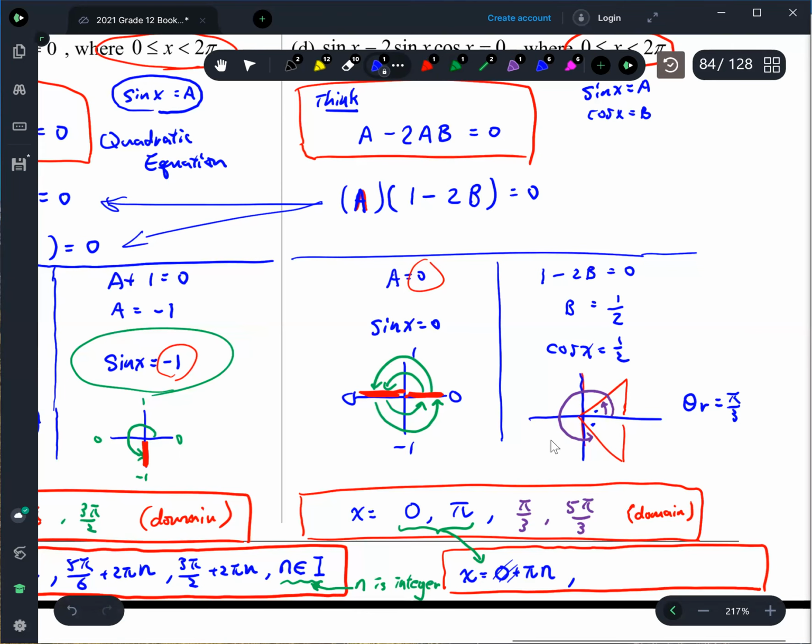Okay, can you raise your hand if you understand why we add pi n instead of 2 pi n for this one? Okay, do you still have questions? Eric, Jocelyn, and Marcus?